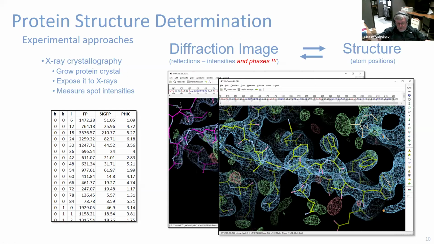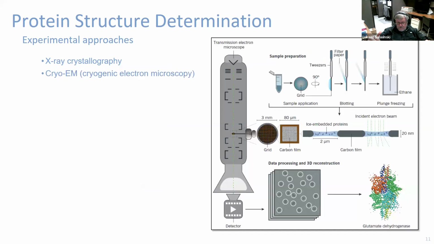Now, the method that's becoming very popular nowadays, in the last 5, 10 years, is cryo-EM, or its full name, cryogenic electron microscopy, a method which starts with preparing your sample as before. You've got to somehow get your protein complex in a test tube.